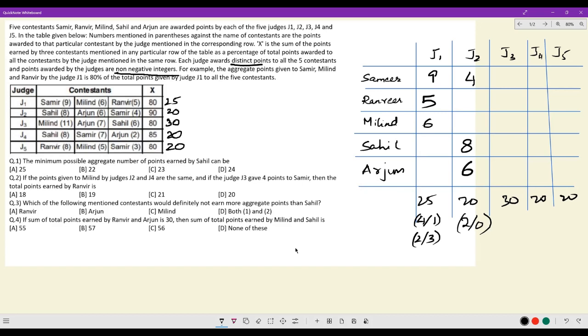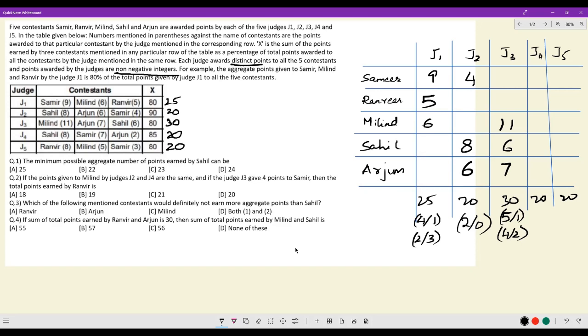For judge 3, the marks given out are 11 to Milind, 7 to Arjun, and 6 to Sahil. So 24 marks are given out. 6 marks have to be given out. 6-0 is not possible. 5-1 is possible. 4-2 is possible. But 3-3 is not possible. It would not be distinct to them. And that is it.